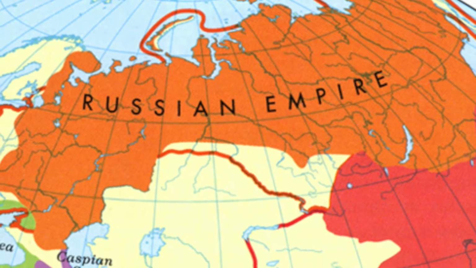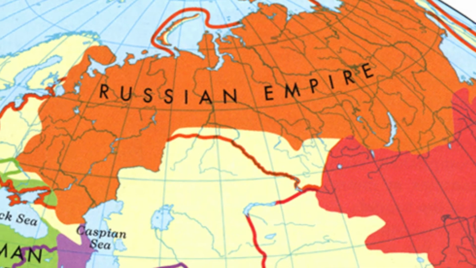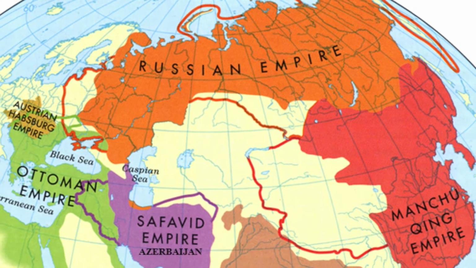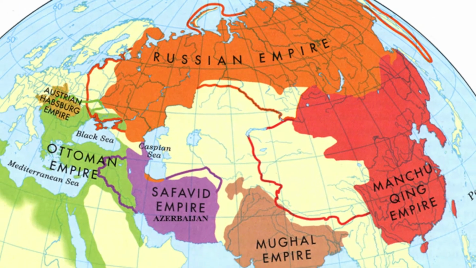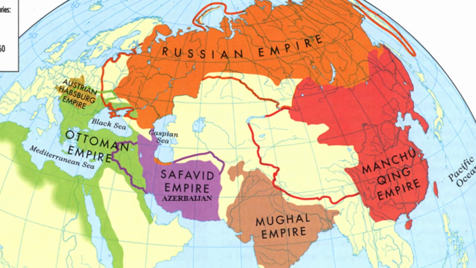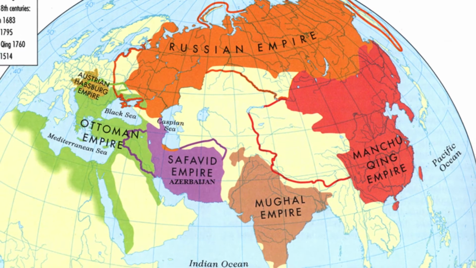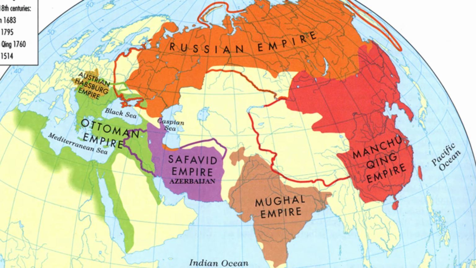We see this in Russia. We see it with the Ottoman Turks in the Eastern Mediterranean. We see it with the Mughal Empire in India. And of course with the Safavid Empire in what today we'd call Persia or Iran. Now let's look at China specifically for a moment.